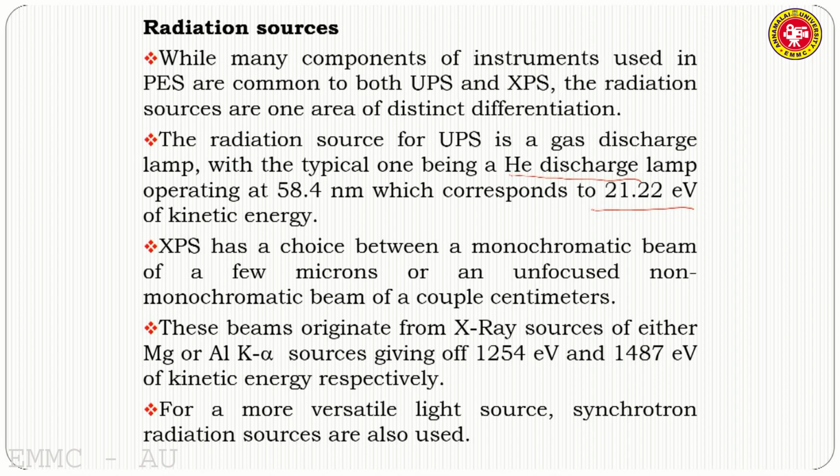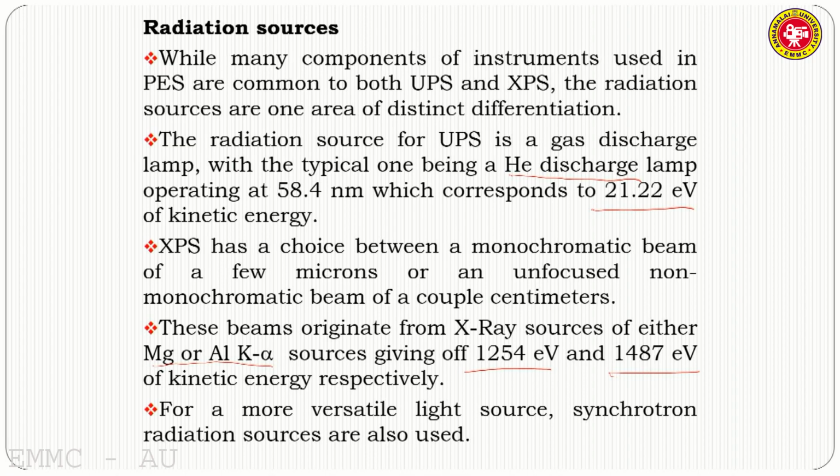XPS has a choice between a monochromatic beam of a few microns or an unfocused non-monochromatic beam of a couple of centimeters. These beams originate from X-ray sources, either magnesium or aluminum K alpha sources, giving out 1254 electron volts and 1487 electron volts of kinetic energy respectively.